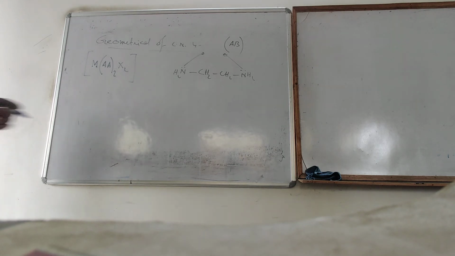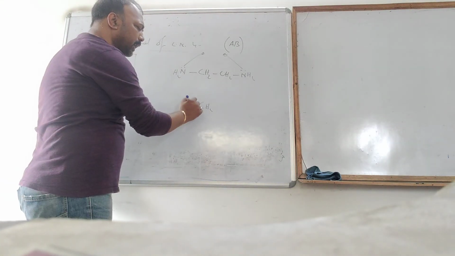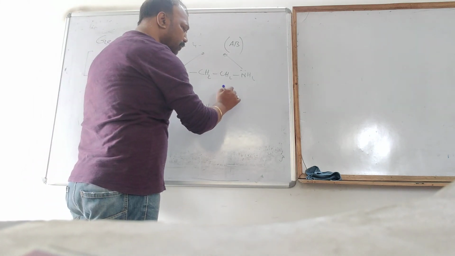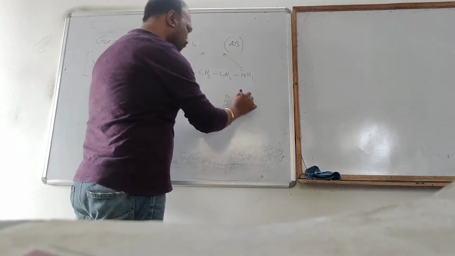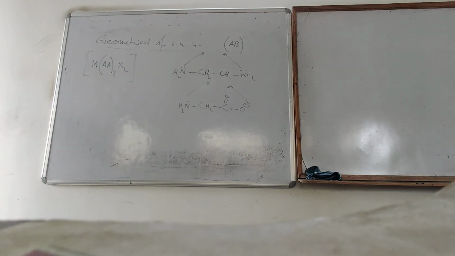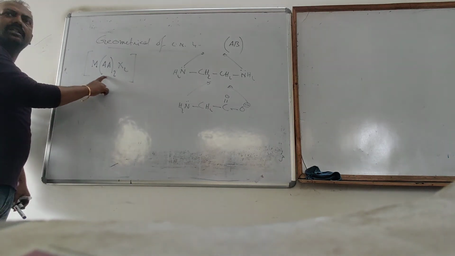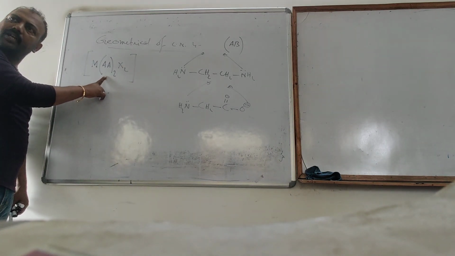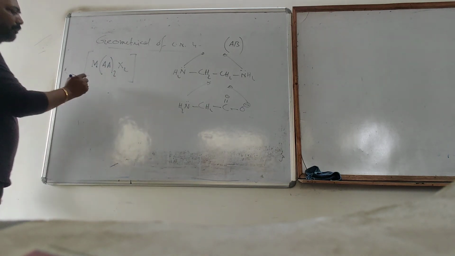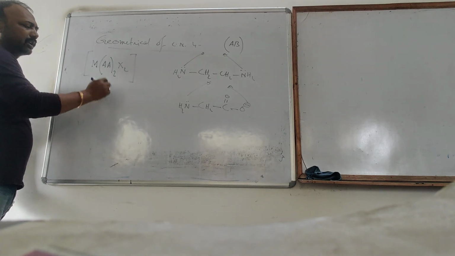But if I write this, suppose CH2 NH2 and here C double bond O negative, this is the donor side. This is also a bidentate ligand, but what kind of bidentate ligand is it? Asymmetric bidentate ligand. Now, which is going to show the geometrical isomerism? The symmetric bidentate ligand. There will be two symmetric bidentate ligands and two monodentate ligands. For example, suppose I write Co en, right?